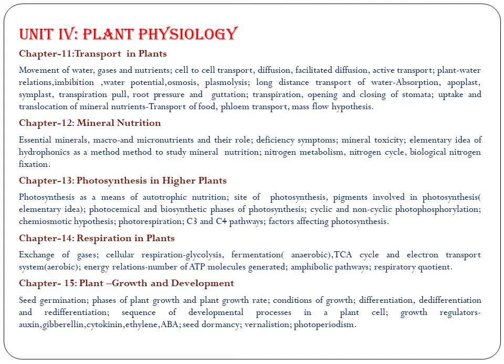Chapter 11, that is transport in plants. Here we will learn about the movement of gases, water, nutrients, cell to cell transport, diffusion, facilitated diffusion, active transport, plant water relations, imbibition, what is water potential, osmosis, plasmolysis, long distance transport of water, absorption, apoplast, symplast, transpiration pull, root pressure and guttation, transpiration, opening and closing of stomata, uptake and translocation of mineral nutrients, transport of food, phloem transport, and mass flow hypothesis.